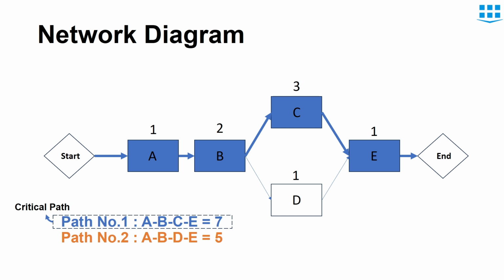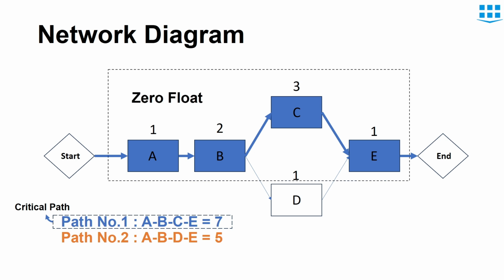path. One important thing to note about critical path is that if any activity on the critical path gets delayed, the whole project will be delayed in the same proportion. In other words, we can say that the critical path has a zero float. We will cover float in detail in a separate video.